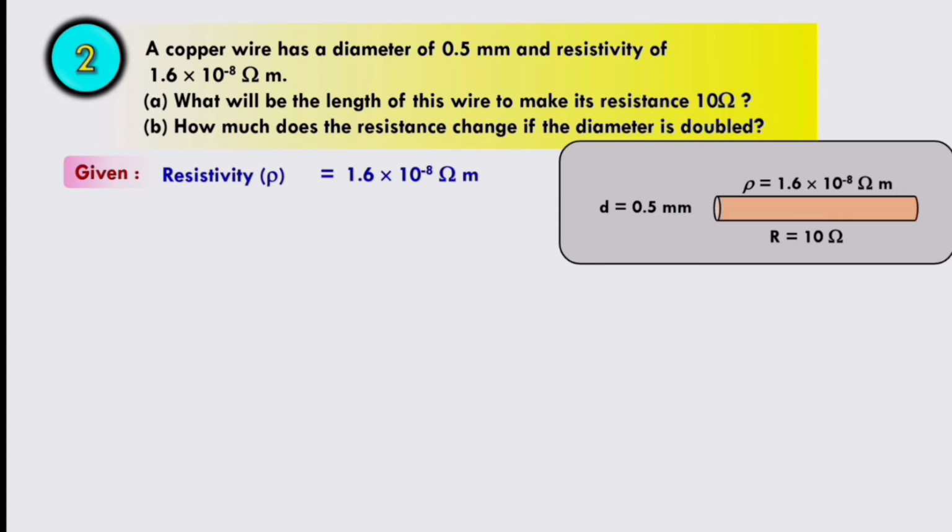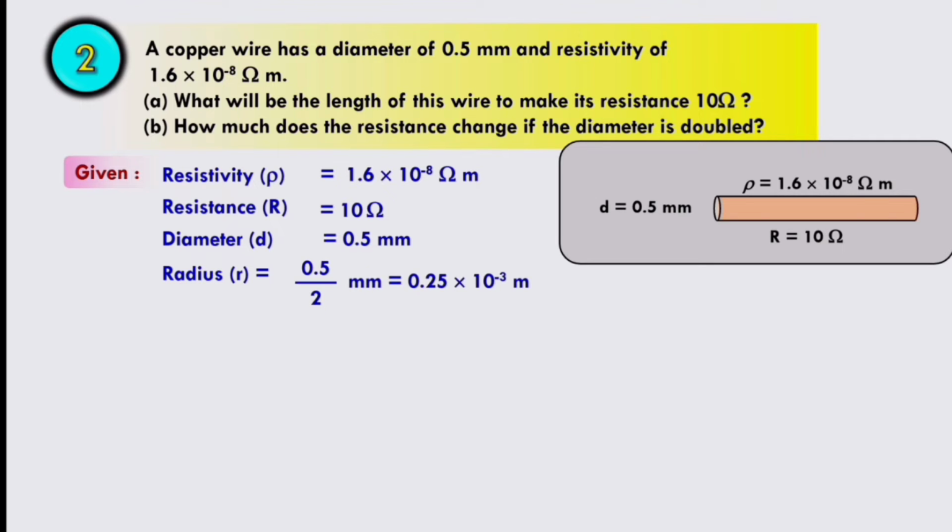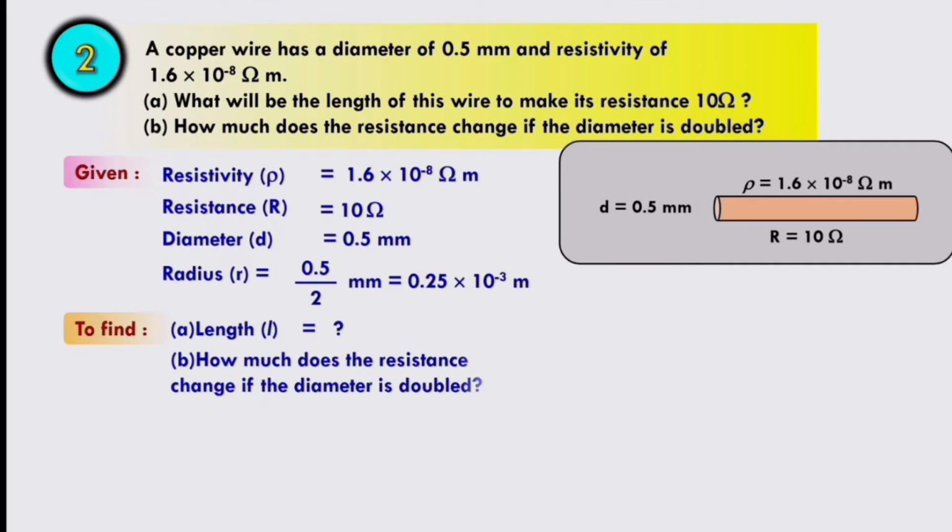Alright, now write what are the given values. Since the diameter is given, we will find out the radius and we will get 0.25 into 10 to the power minus 3 meter. We have converted it into meter from millimeter. So what we have to find out? For A we have to find out the length L, and for B the resistance change if the diameter is doubled. So we have to find out how much the resistance changes if the diameter is doubled.